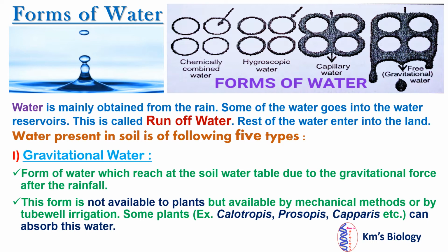Firstly, gravitational water. It is a form of water which reaches the soil water table due to the gravitational force after the rainfall. This form is not available to plants but is available by mechanical methods or by tubewell irrigation. Some plants, for example calotropis, prosopis, capparis, etc., can absorb this water.